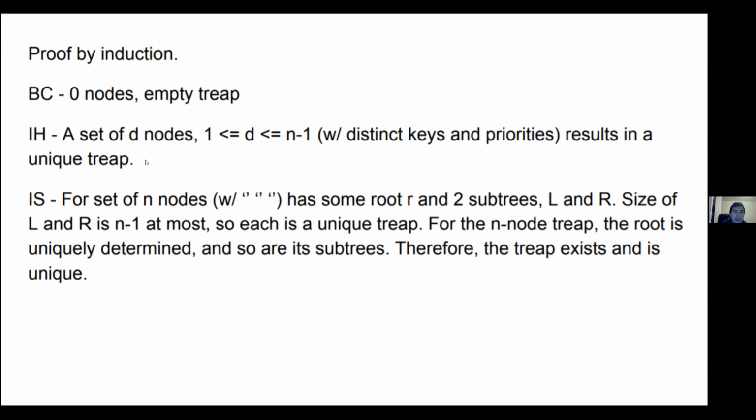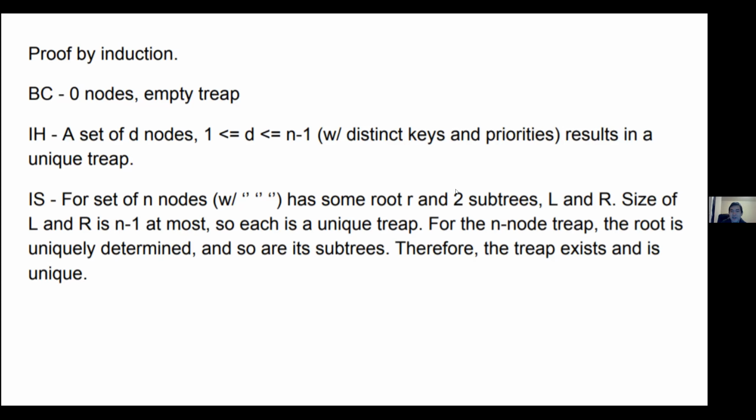So then, in order to prove that, the proof would be for a set of n nodes. We have a fixed root. We know there has to be some node that is the root, and this root is unique. And then the set of nodes in each of the two subtrees will also be unique because of the BST invariant.